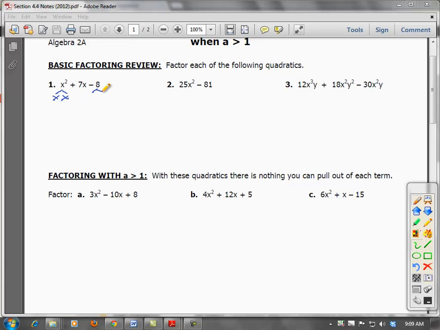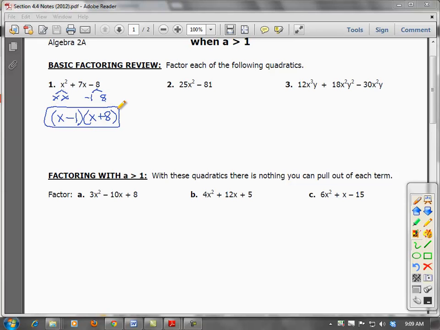Now, to get 8, I'm going to look at 1 times 8 because I know I need to get a 7. But it's negative 8, so one of these has to be negative. And I'm going to choose the negative 1 because negative 1 plus 8 equals 7. So my two binomials are x minus 1 and x plus 8.